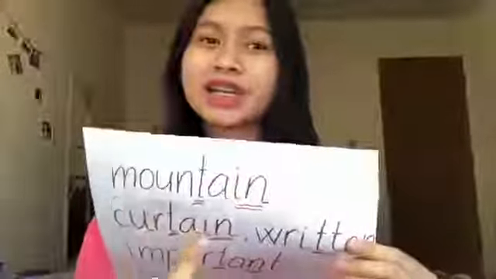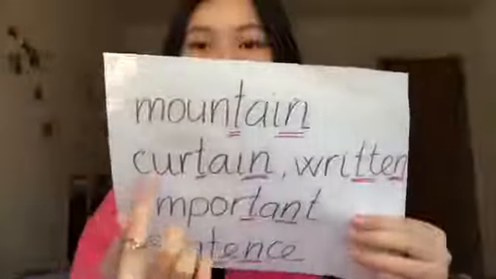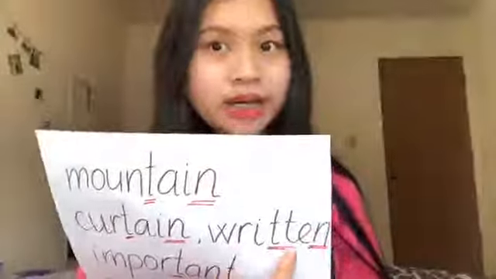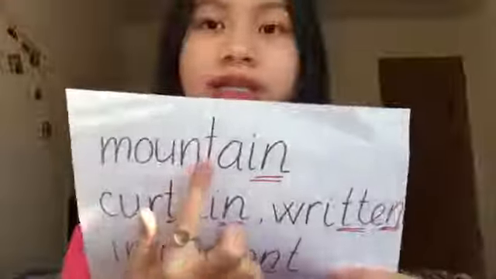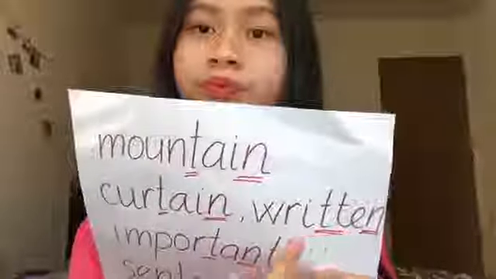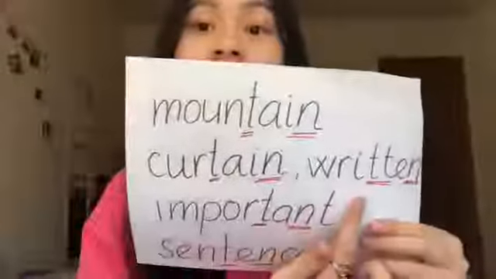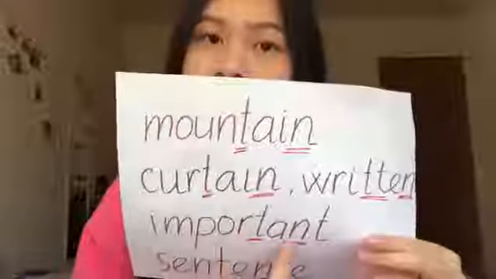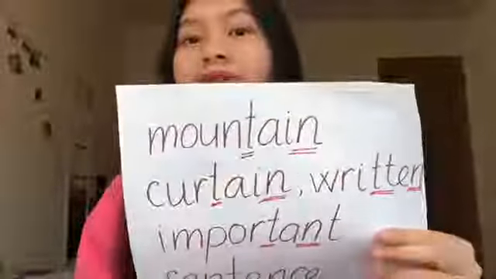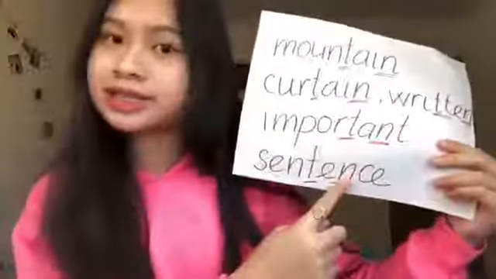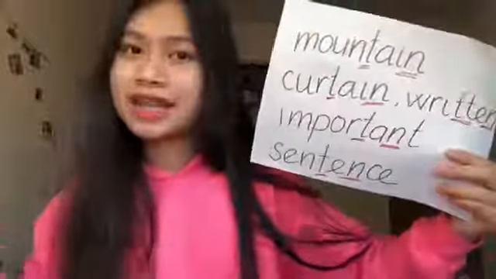I know it's hard. It takes a lot of practice. So, and then we have curtain, written. So you can see the T is like right in front of the vowel. So mountain, curtain, written. Then we have important. We don't say important with a hard t, we say important. And we have sentence, not sentence with a hard t.